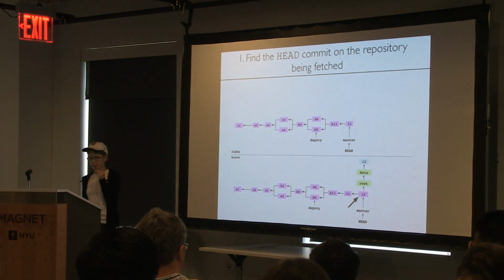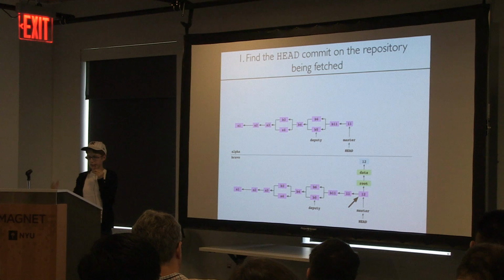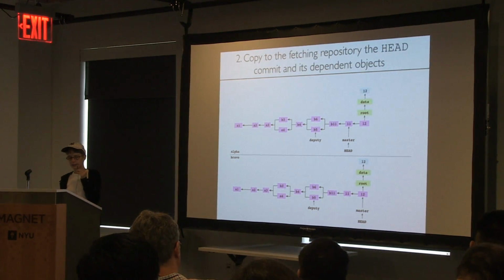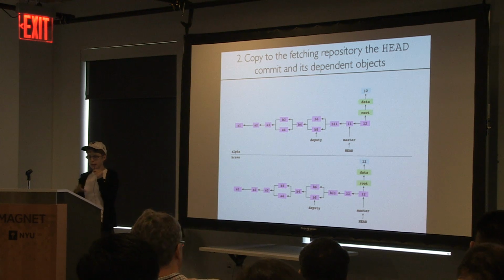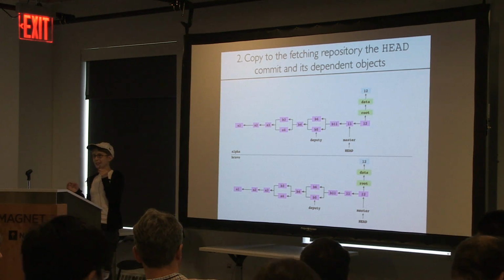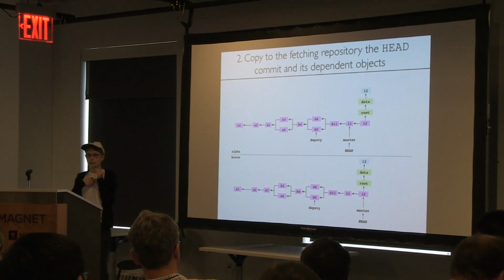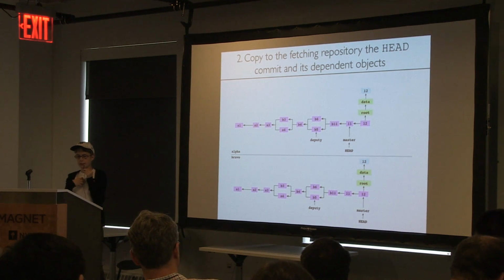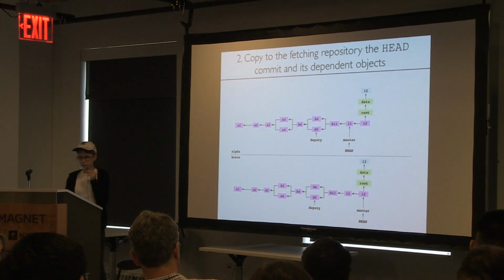So let's walk through those steps. Step 1. Find the head commit on the repository being fetched, which is of course the 12 commit on Bravo that we're bringing in. Step 2, copy that commit and all its dependent objects over to Alpha. Okay, so now Alpha has the 12 commit and its tree graph and all that good stuff. But notice how Alpha's master is still pointing at 11, right? So though it's got the new objects, it hasn't updated itself to point at the new commit. Okay. So for all intents and purposes, if you looked at Alpha, it would look the same. It's just got these new objects.